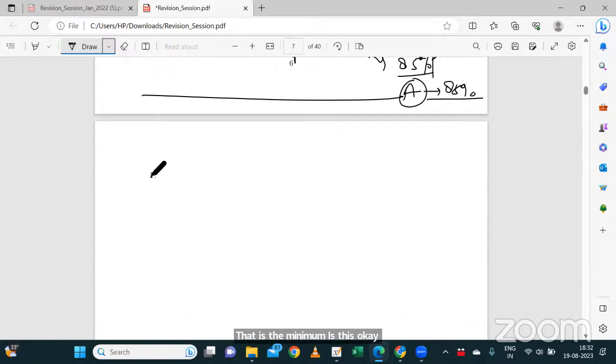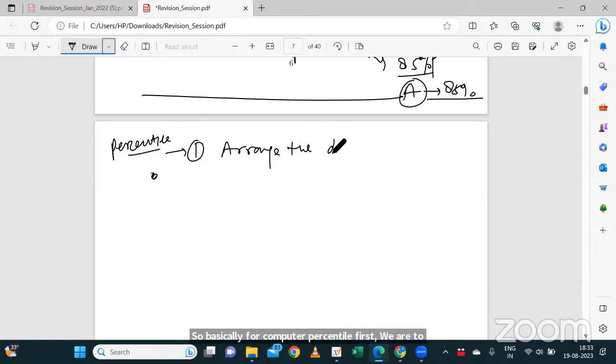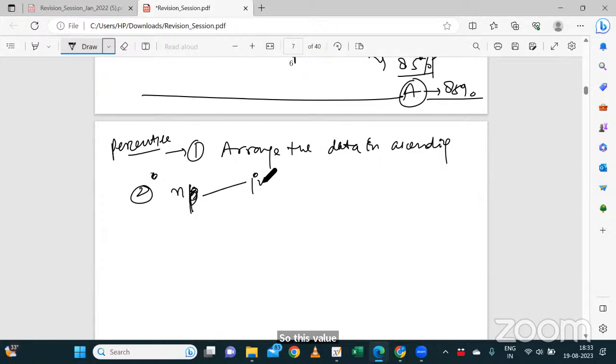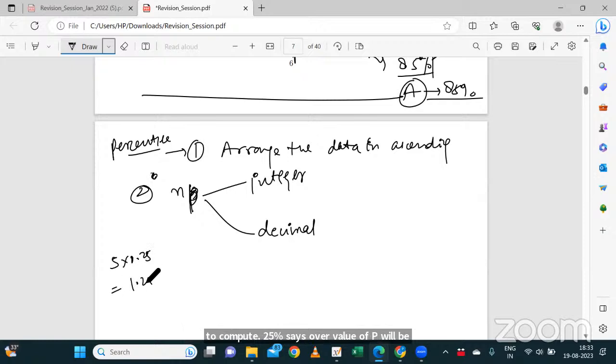Okay. So now how can we compute the percentile in general? Basically, to compute the percentile, the first step is we have to arrange the data in ascending order, right? And the next step is, after arranging the data in ascending order, we have to compute the value of n into p. What is n? n is how many observations are in your data set, and p is which percentile you want to compute. So this value of n into p may be an integer or a decimal value. It's possible, right? Suppose n is 5 and you want to compute the 25 percentile, so the value of p will be 0.25. So the value of np you will get is 1.25, right?